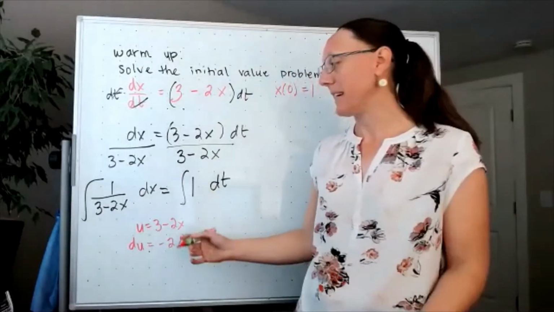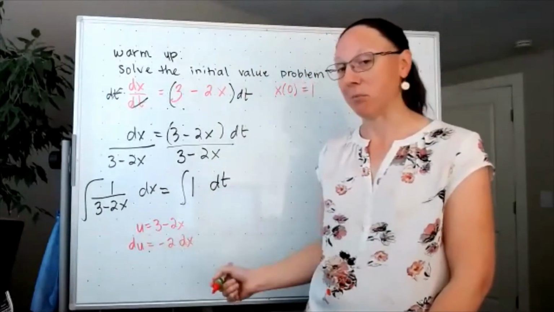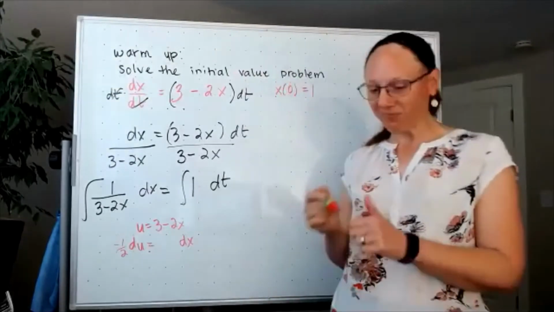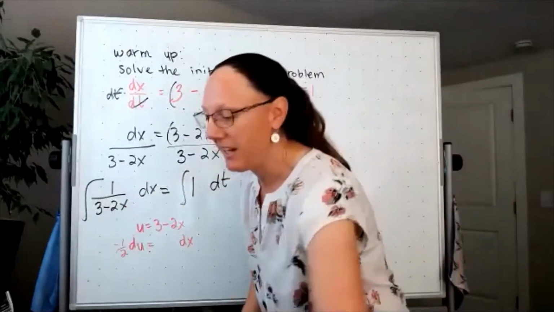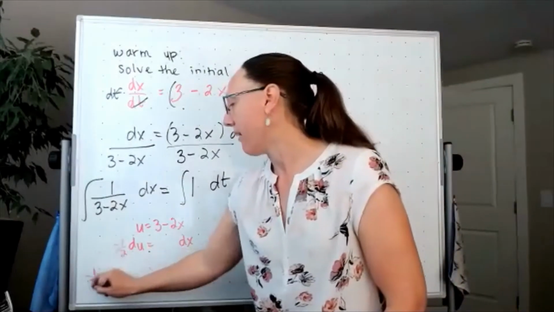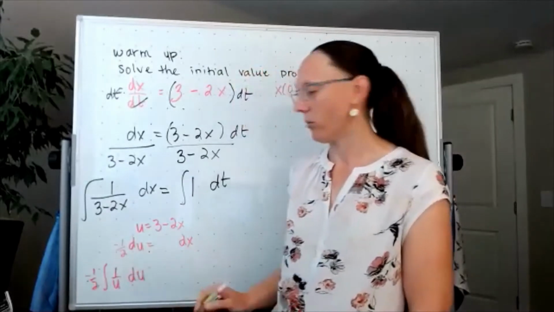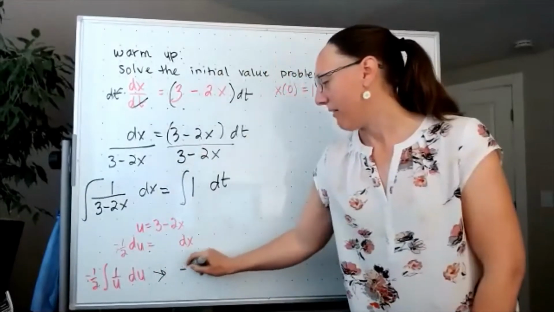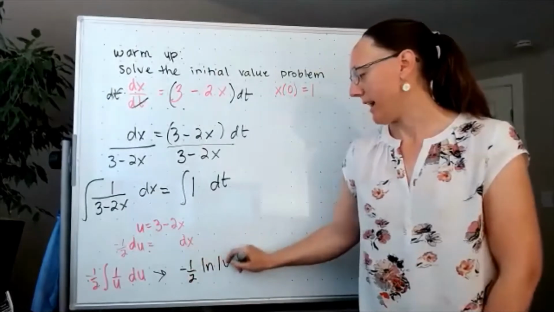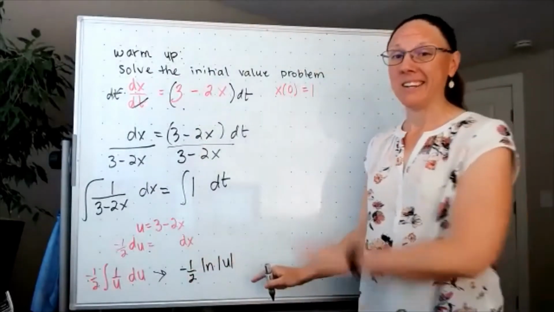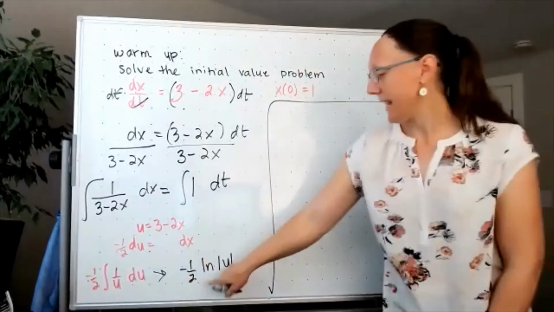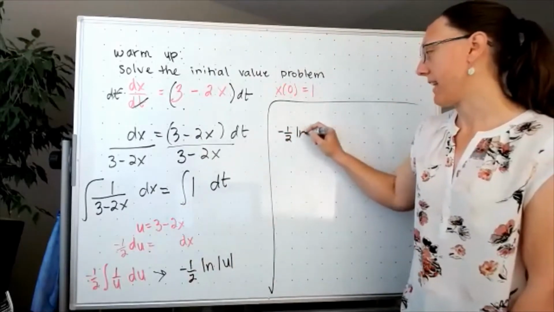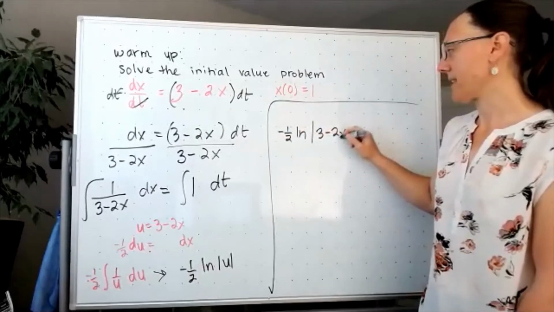And rearranging that, because I'm a little bit short on space, I'm going to go ahead and divide both sides by negative 2. So I'll have negative 1/2 over here, and I'll just erase it right there. That means that when I replace this, I'm going to end up with negative 1/2 and then 1 over u du. Integrating that, I'll have negative 1/2 natural log absolute value of u. Let's take this up here and plug back in what my u was. So I've got negative 1/2 natural log absolute value 3 minus 2x.